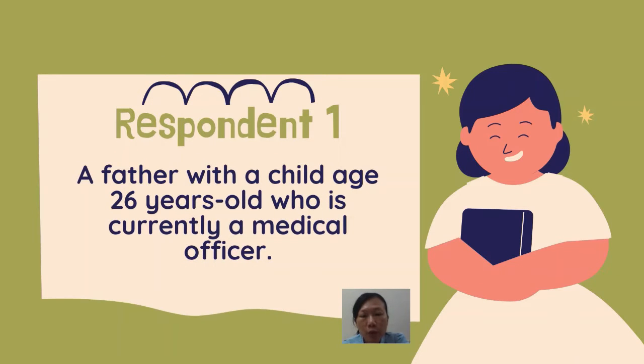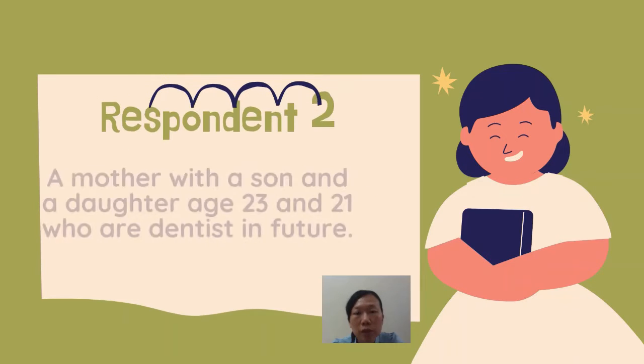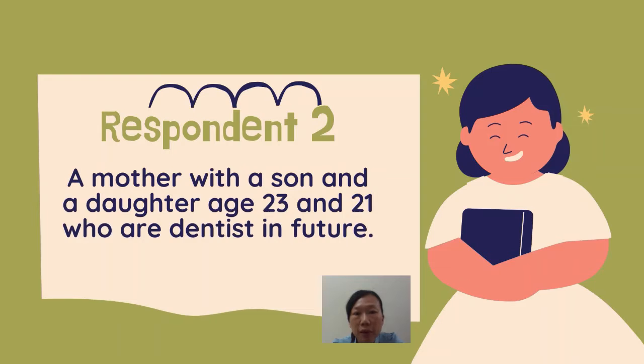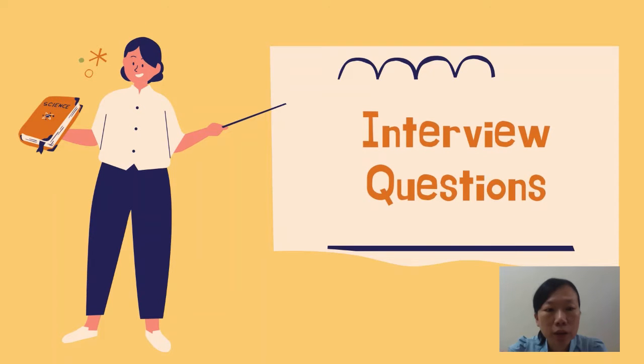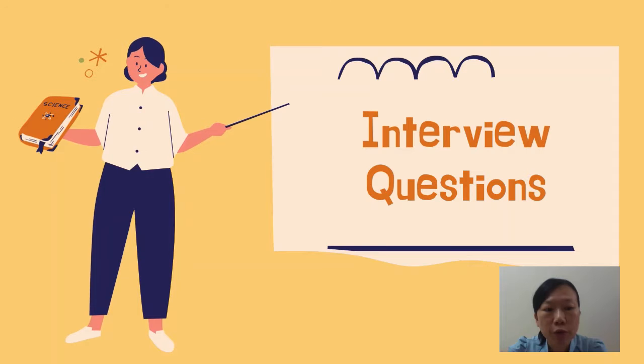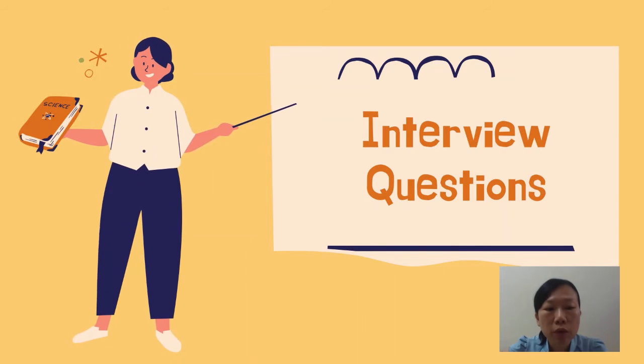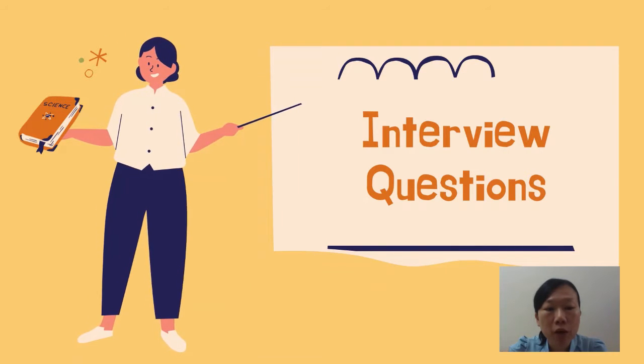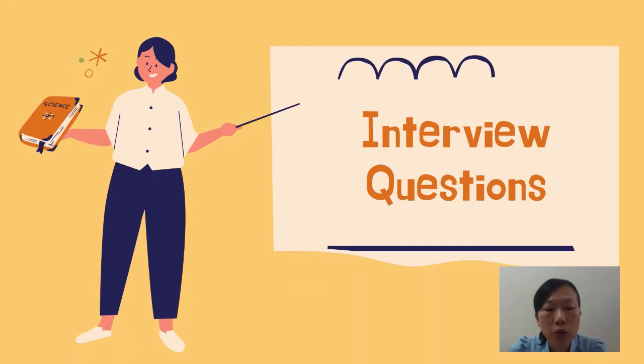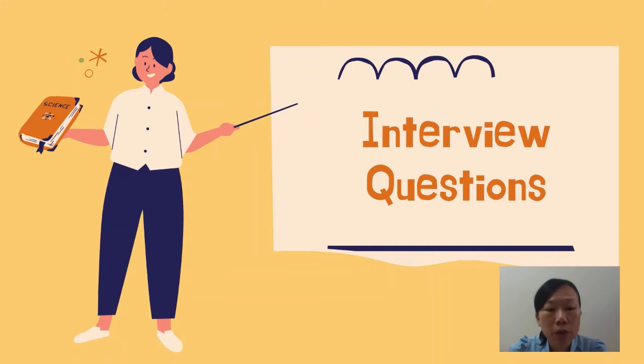Our first respondent is a father with a child aged 26 years old who is currently a medical officer. The second respondent is a mother with a son and a daughter aged 23 and 21 who will be dentists in future. The instrument used in this study was 15 interview questions. These 15 questions were directed toward the impact of parents' involvement on students' achievement. The interview questions were designed to create an overall picture of these parents' parental involvement which led to their children's good outcomes.